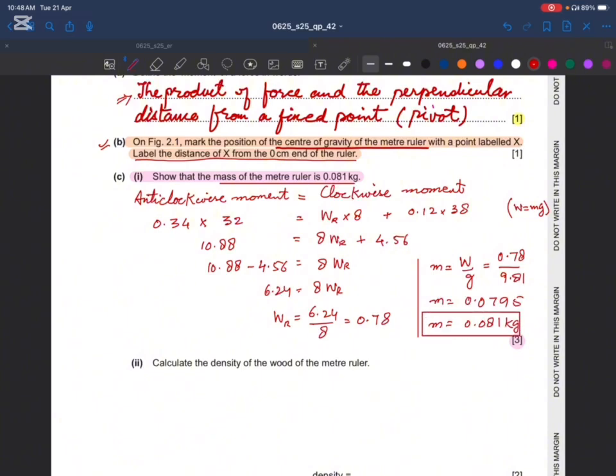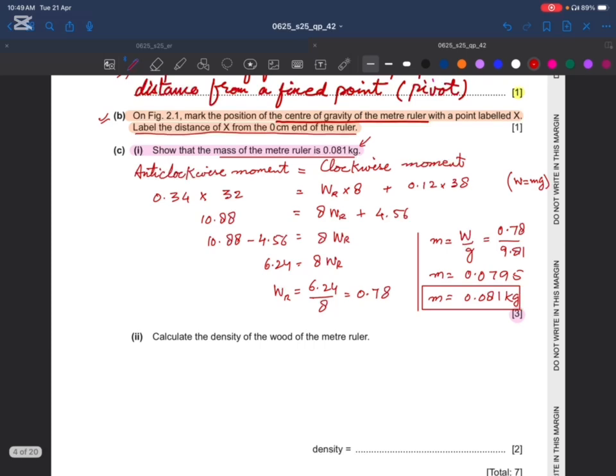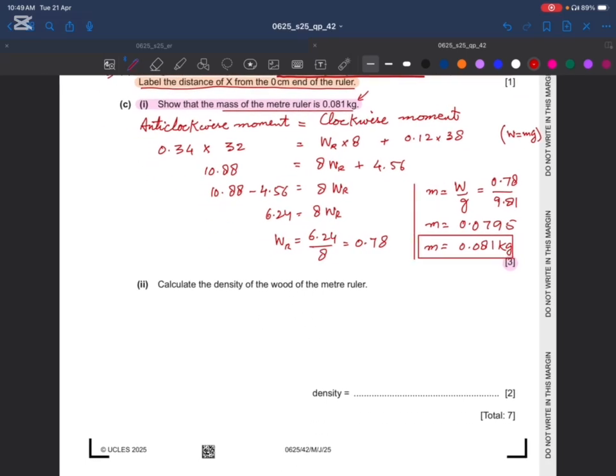This answer is already given. You have to just prove it, so you need not do anything extra. Just show the situation of the mass. Then calculate the density of the wood of the meter rule. So what is the situation of the density? As far as the density is concerned, you know that this is nothing but mass over volume.